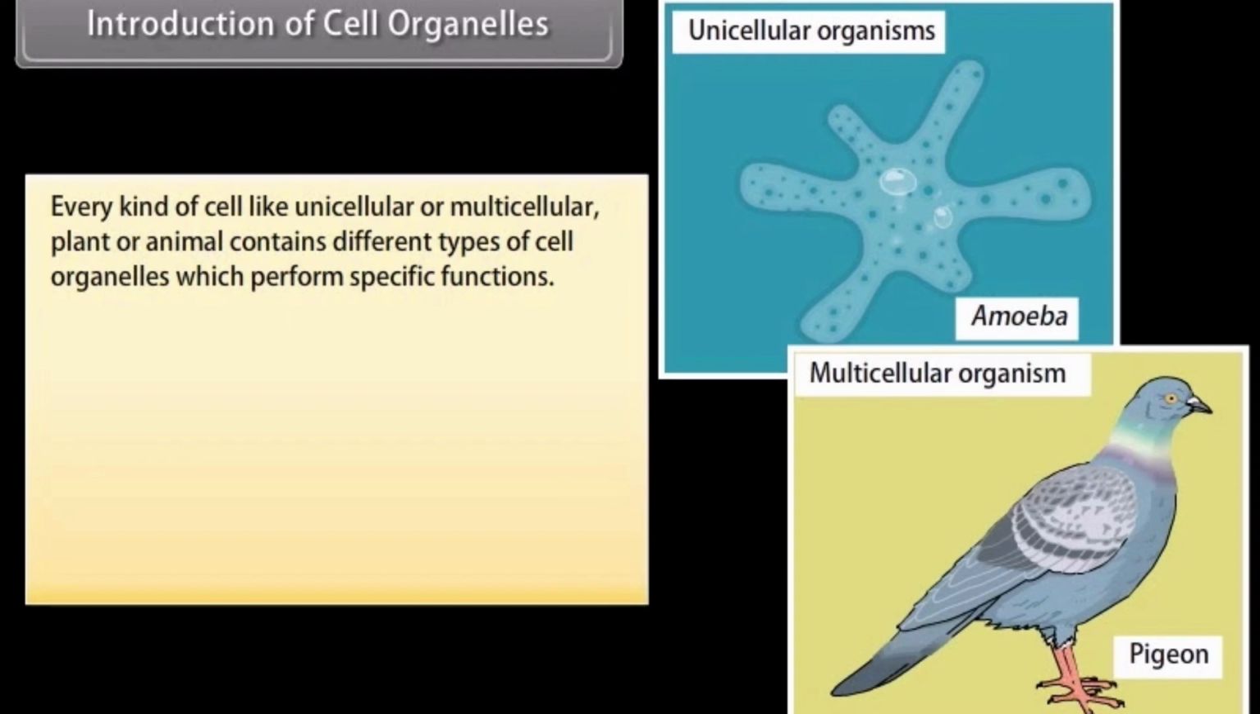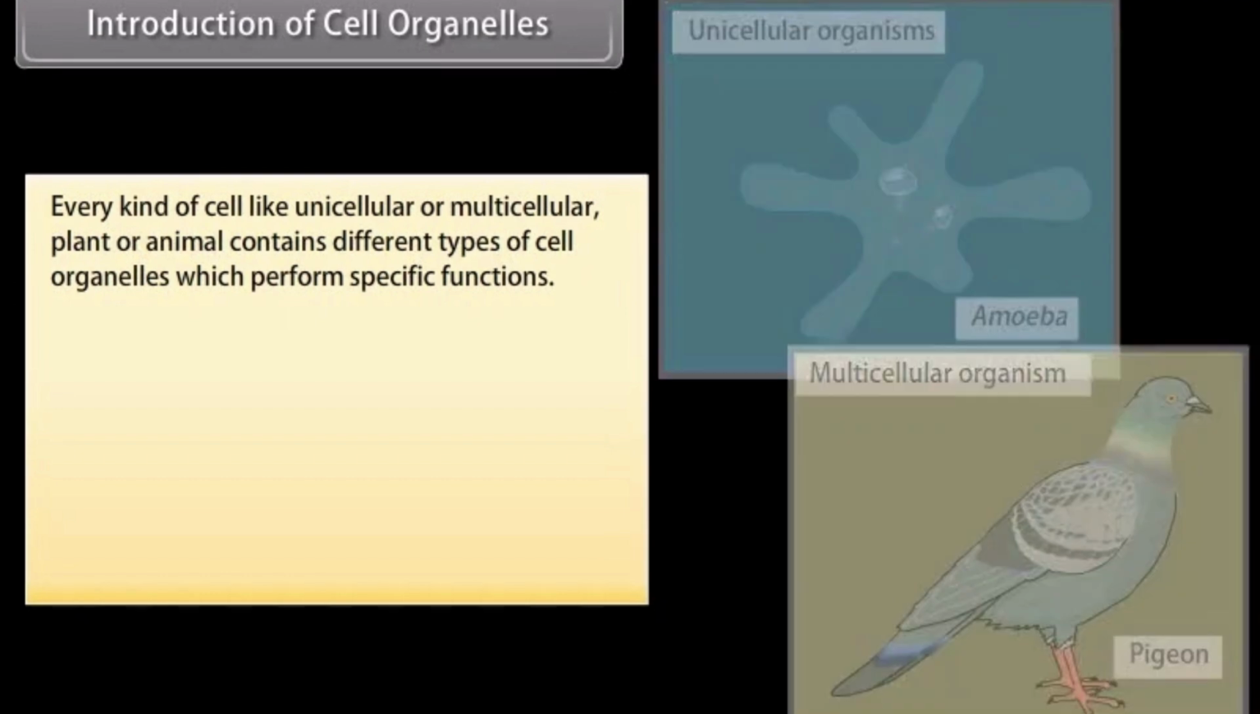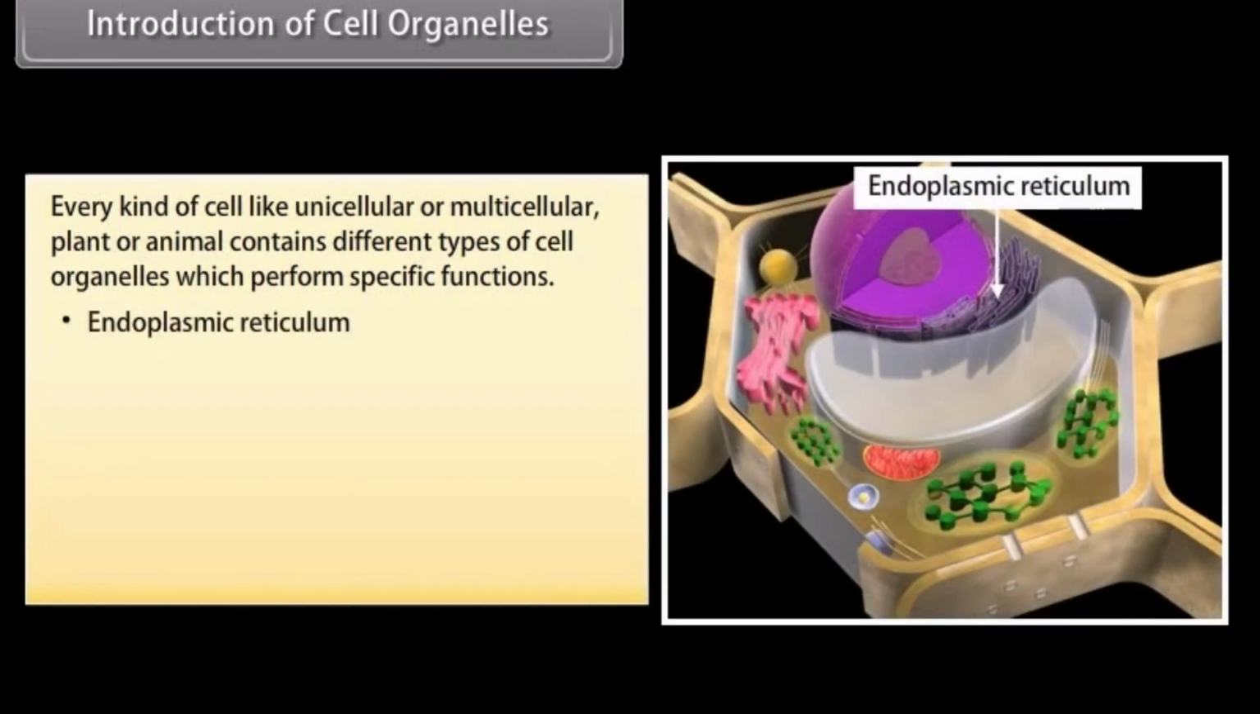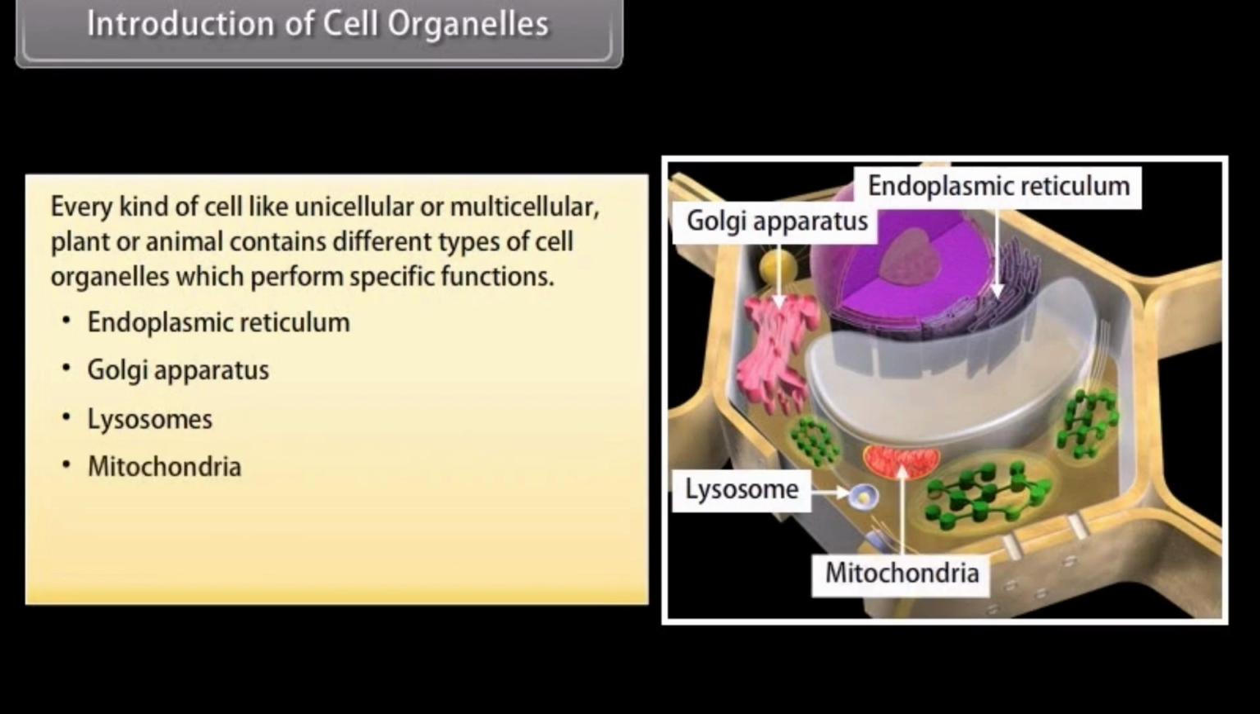Every kind of cell, unicellular or multicellular, plant or animal, contains different types of cell organelles which perform specific functions. Endoplasmic reticulum, Golgi apparatus, lysosomes, mitochondria, plastids and vacuoles are some examples of these cell organelles. Now let us know their structure and functions in detail.